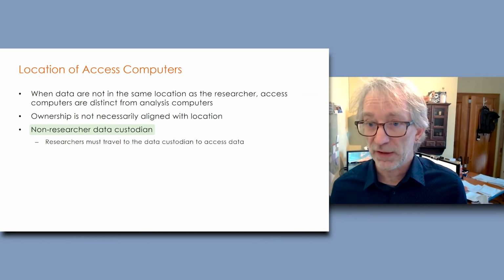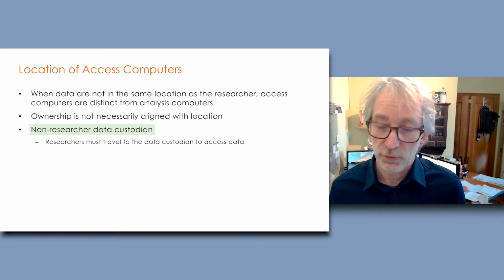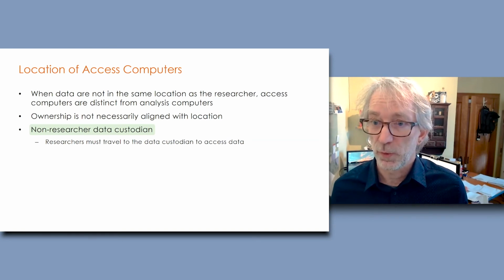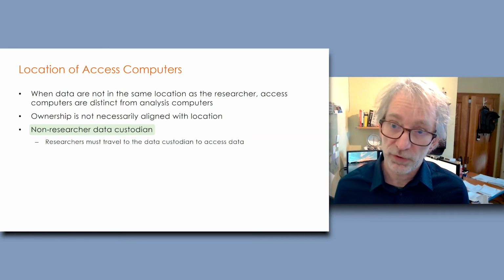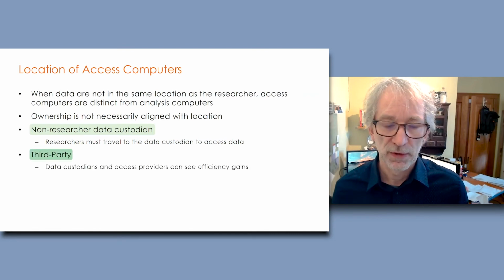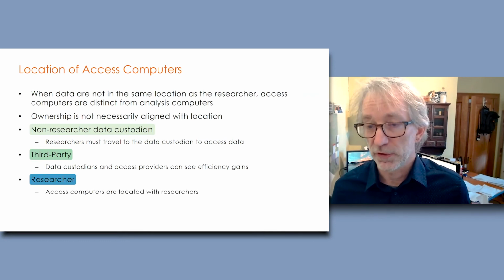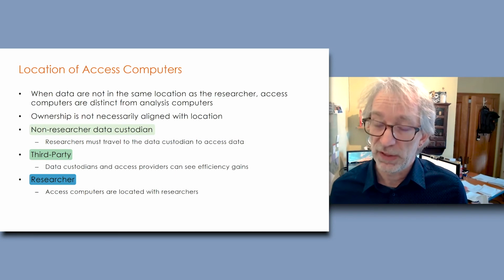The location of the access computers might be remote from the researcher. They might need to travel to the data custodian. So this is where the analysis computer and the access computer coincide, but at the administrative data provider location. Again, there might be a third party that manages these access computers, and the researcher might control the access, but not the analysis computer.